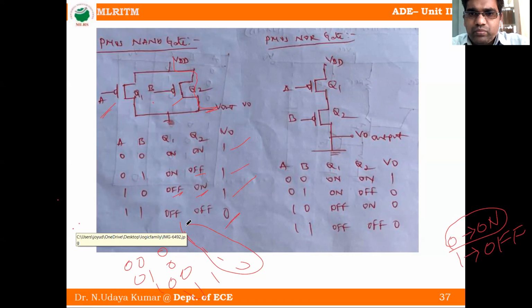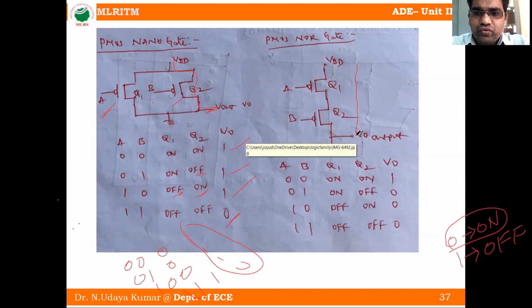Now we will see the two input NOR gate. Two inputs means we will get four combinations. So first case 0 0. 0 0 means 0 is given to the PMOS, meaning it is on. So both transistors are on, which means VDD is directly connected through the transistors. On means short circuit, so VDD is directly connected to the output voltage. That means 1 or VDD. VDD means some voltage that we consider as a logic 1.